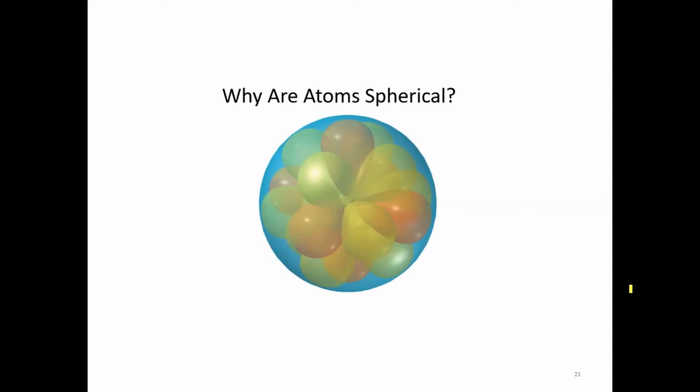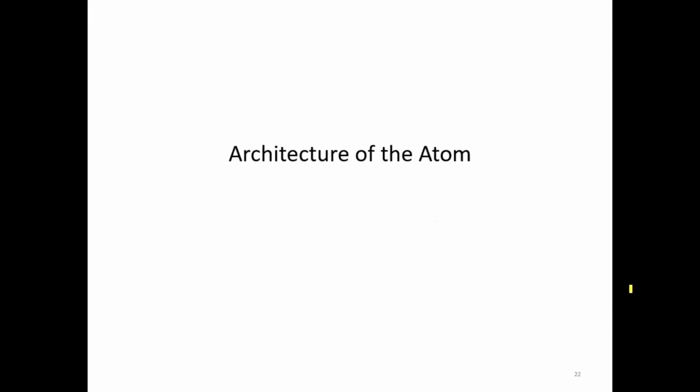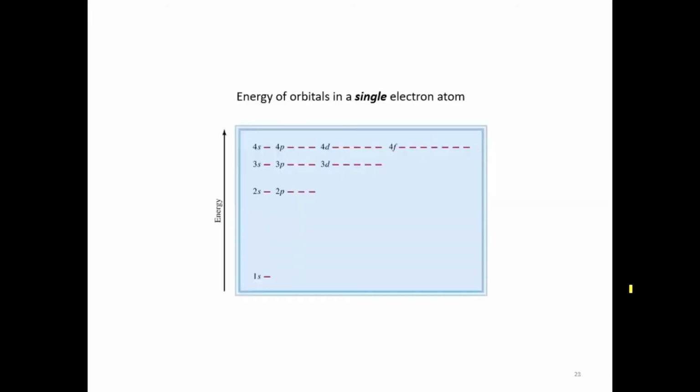Okay, so now let's talk about how the atom is built. We're going to talk about the architecture of the atom. So one of the things we can do is we can correlate all of these different levels and sub-levels with the energy and draw some kind of energy diagram. So let's start out with a hydrogen atom, which has only one electron.